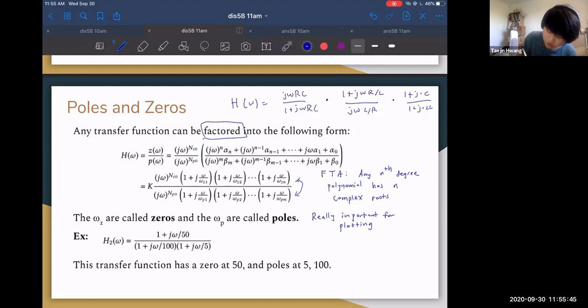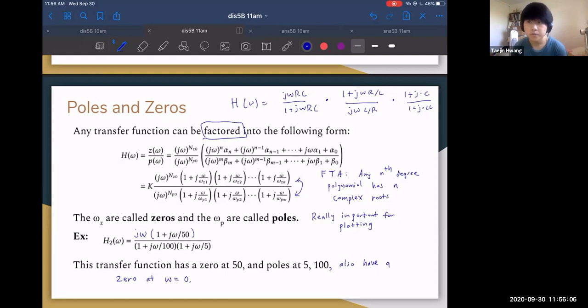And just to give more detail to this, if I were to add another j omega here, we would also have a zero at omega equal to 0.